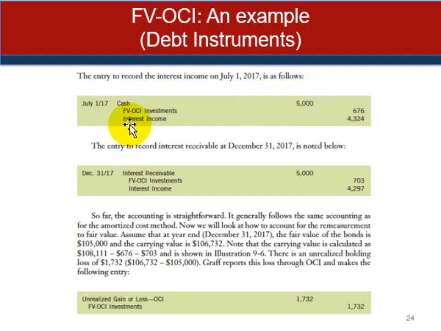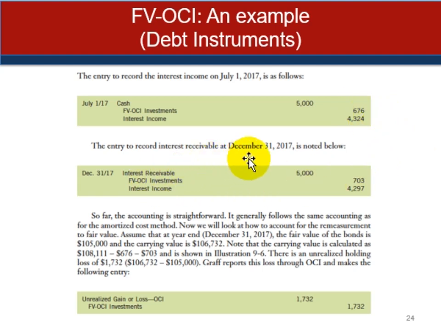The interest income would be based on the amortization table. So that's the amount of interest we expect based on our opening value of the investment. So we receive a coupon payment of $5,000. The interest income based on the market rate of interest at purchase was $43.24. So the difference gets applied to the fair value other comprehensive income investment account. Basically, in this case, the value of the debt investment is going down because we're crediting for $676.